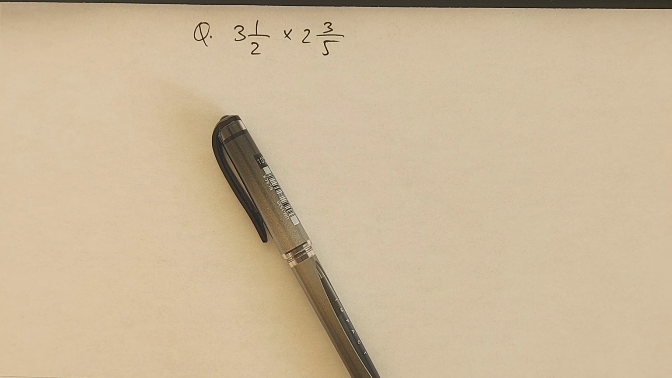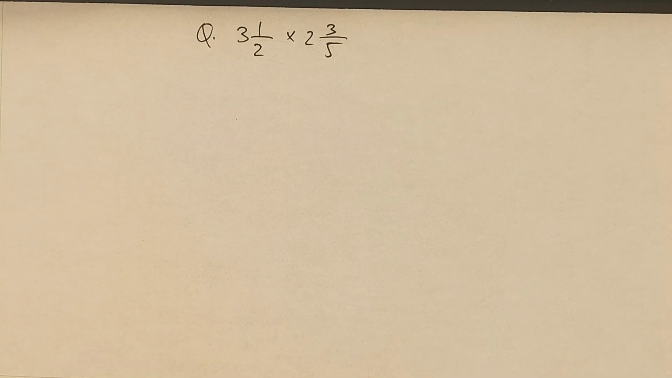In this video, we'll look at multiplying and dividing mixed numbers. The first question we have is 3½ times 2 3/5. So for multiplying these two mixed numbers, we have to first convert them into improper fractions.